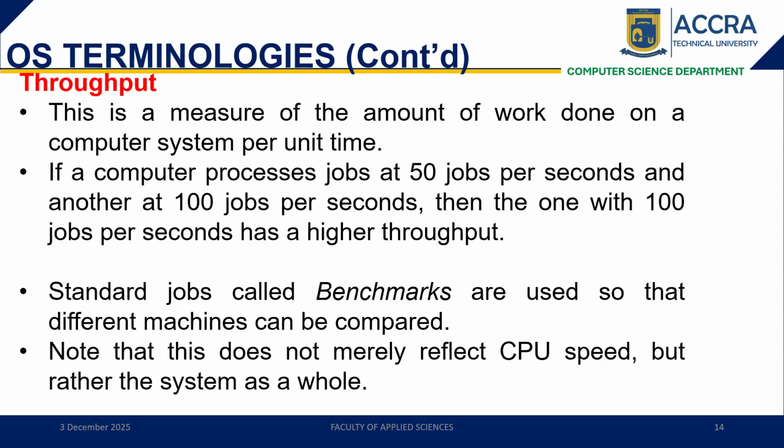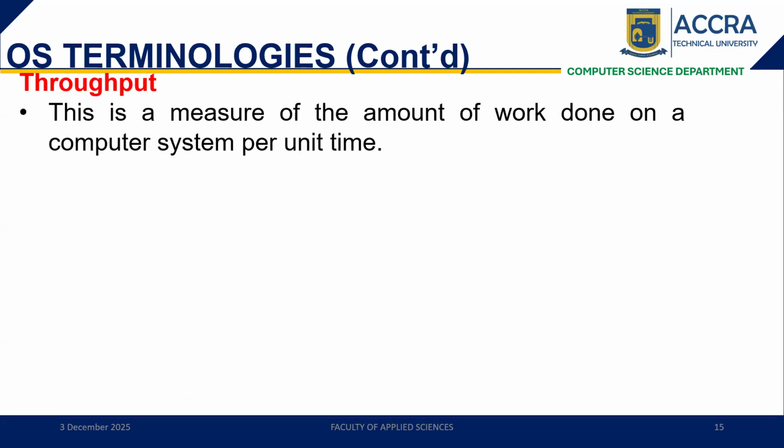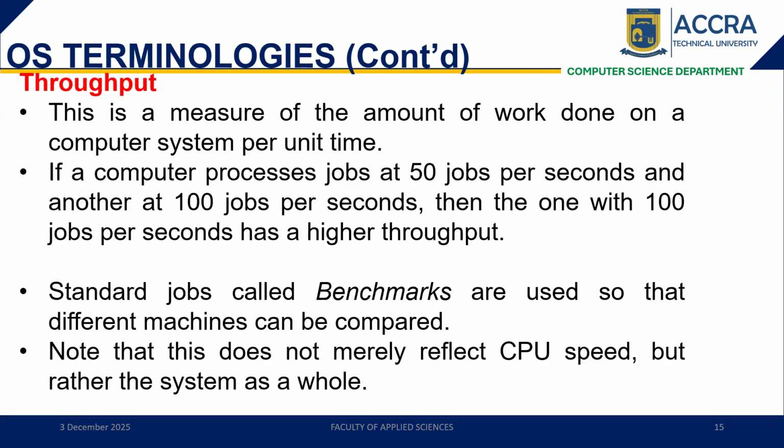Now, we have to note that this does not merely reflect CPU speed, but rather the system as a whole. Because if you have a CPU which is fast, and maybe the RAM is not commensurate with that CPU in terms of compatibility, it may not be very, very fast. So we need all of those to come together to make sure that everything will be fast, to be able to achieve the throughput.